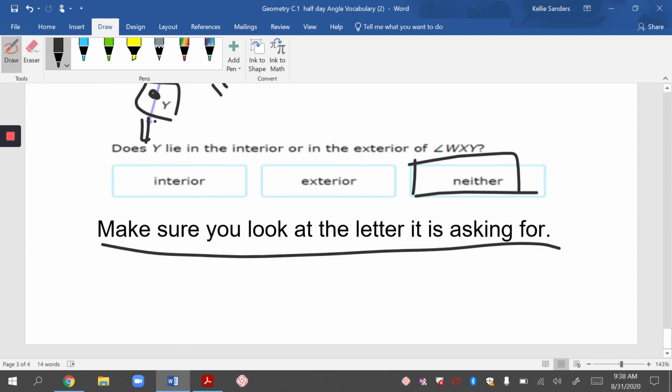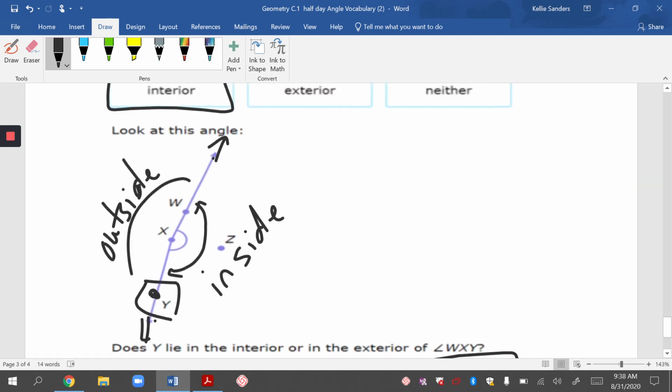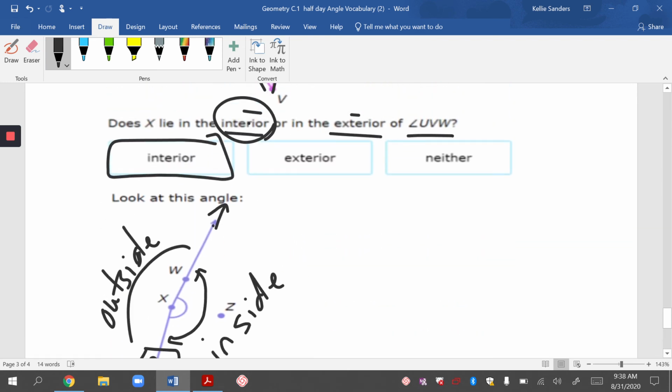Make sure you look at the letter it's asking for. It's going to try to trick you sometimes. Okay, I guess that's it. Have fun.